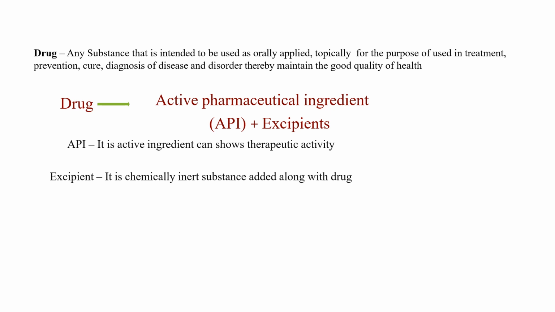The drug is made up of two components. One is the active pharmaceutical ingredient and the other one is excipients. So what is the difference between the active pharmaceutical ingredient and excipients? The active pharmaceutical ingredient is the major compound which causes therapeutic activity, whereas an excipient is an additional compound that is used to protect the drug and enhance the stability of the drug. Some examples of excipients are buffering agents, preservatives, coloring agents, etc.